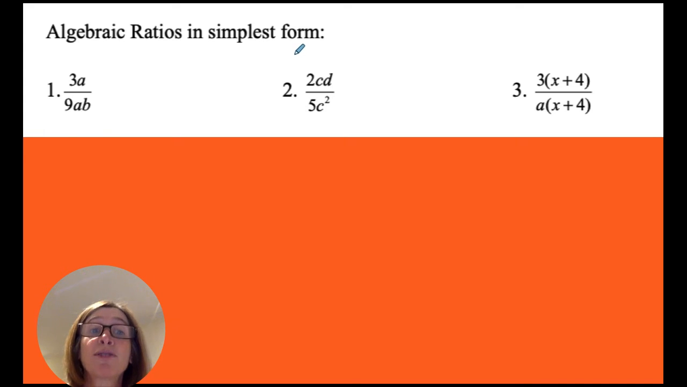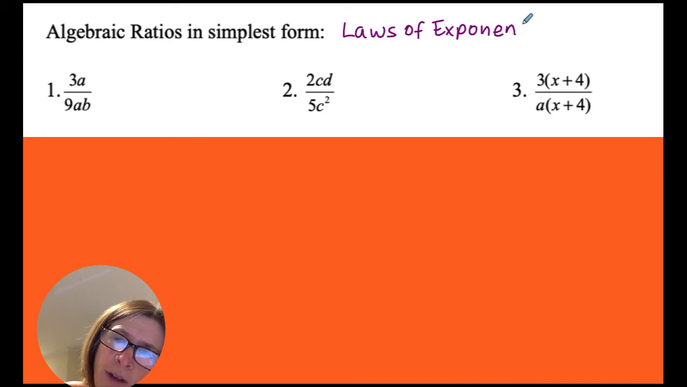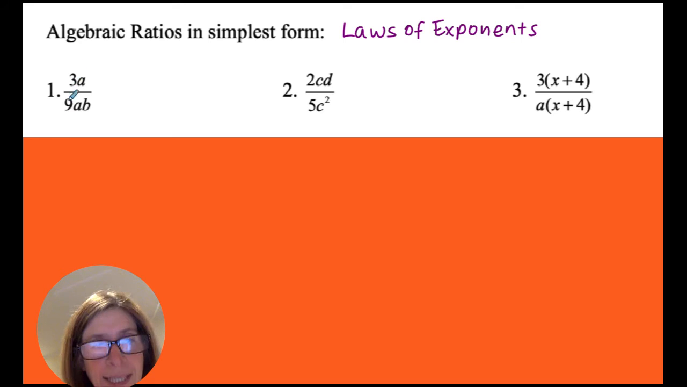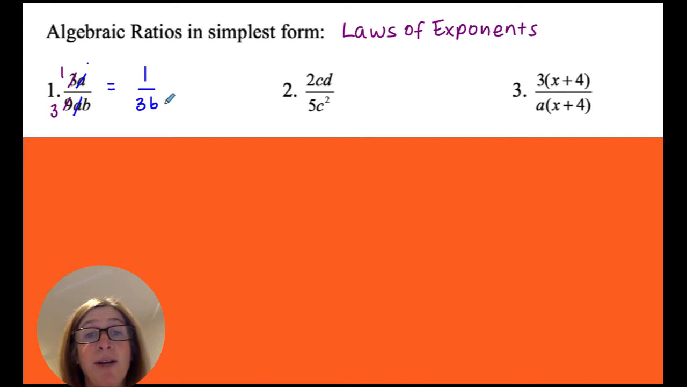Algebraic ratios you learn to simplify using the laws of exponents. But there are a few little nuances that can get tricky. So let's look at this first one. I can simplify the 3 and the 9. 3 goes into itself once and 3 goes into 9 3 times. And the A's, A goes into A 1 time, so those A's simplify to the number 1. So this would simplify to 1 over 3b. So that is an algebraic ratio.